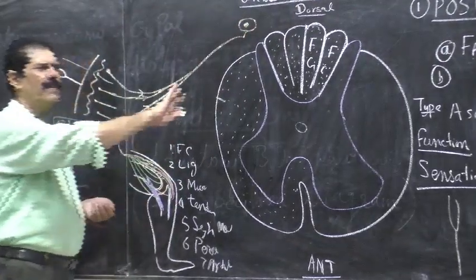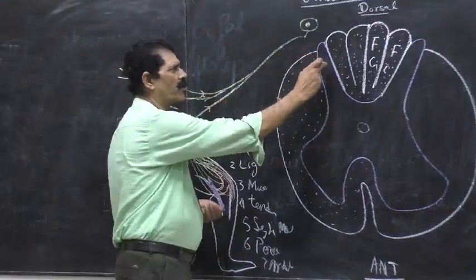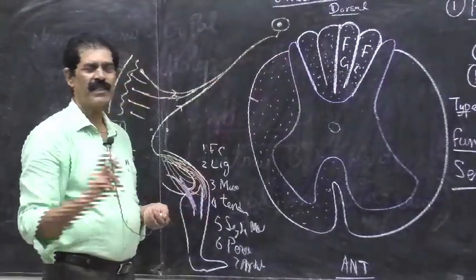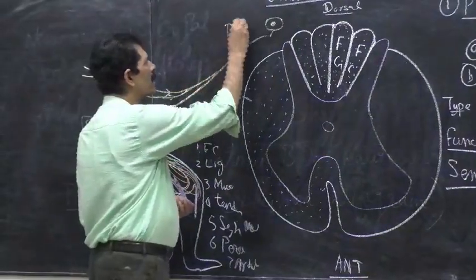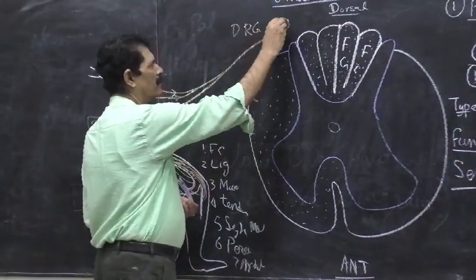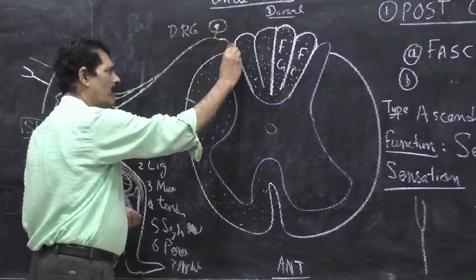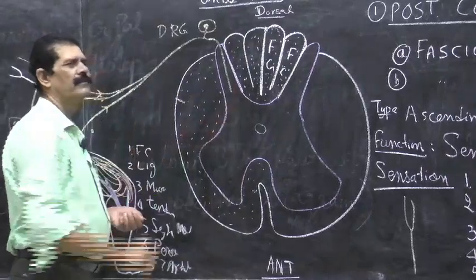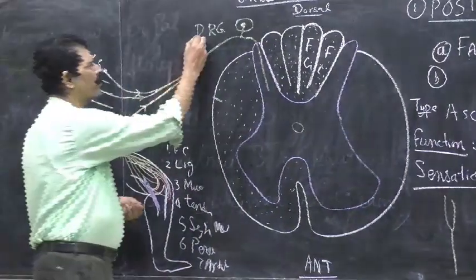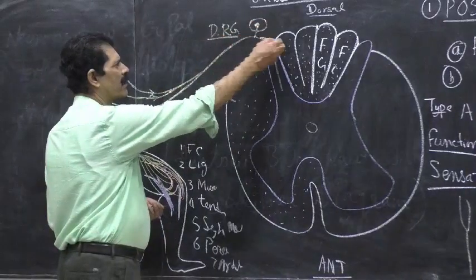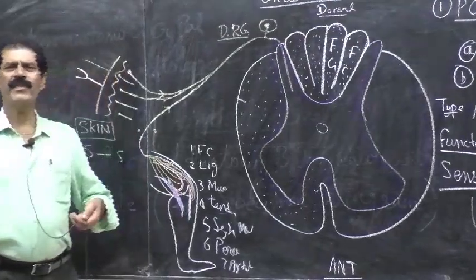Any sensation from anywhere cannot enter directly into the posterior horn, which is sensory in function. It has to go into the dorsal root ganglion first of all. Then from here the nerve will start and it will go into the posterior horn. This is the entry. Without going into the dorsal root ganglion, no sensation can directly go into the posterior horn. This is the rule for any type of sensation.